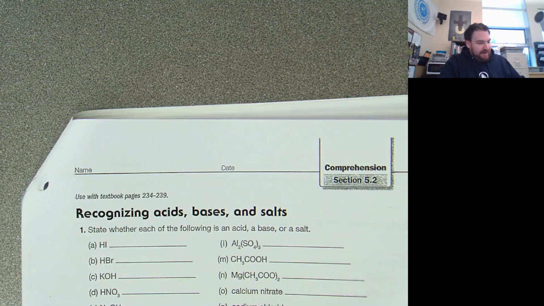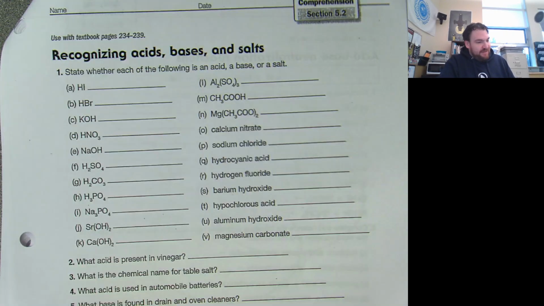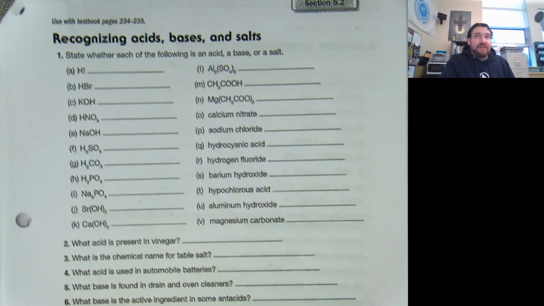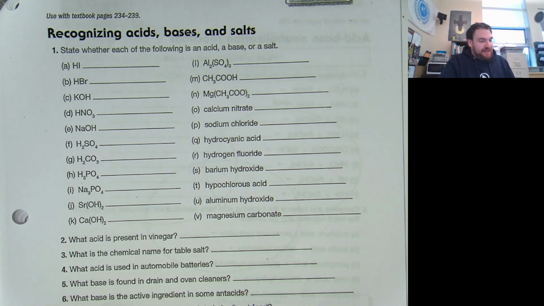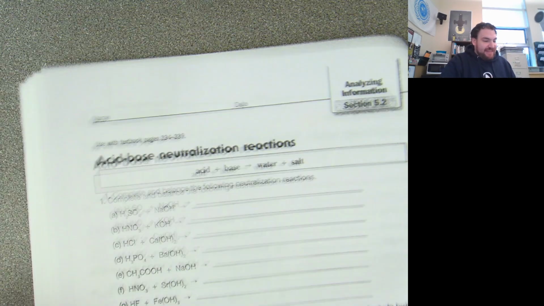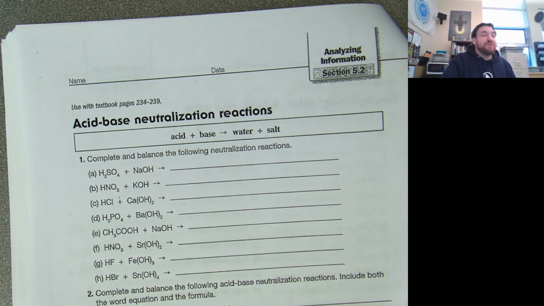What I'd like you to go ahead and do, I've got a couple pages of practice for you. I want you to take a look at this page here, recognizing acids, bases, and salts. Some of them you're going to have to flip back for to find. Go back and take a look at the tables where I gave you common acids and common bases. I then want you to do the acid-base neutralizations.